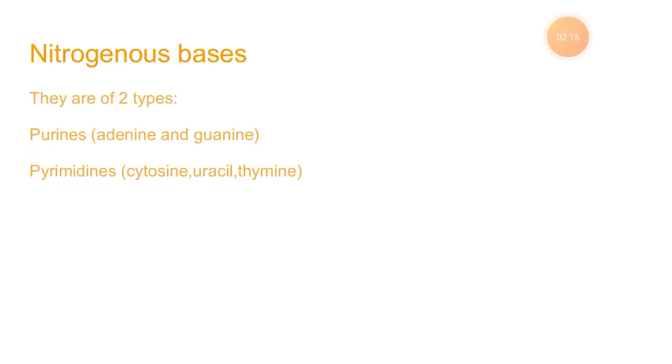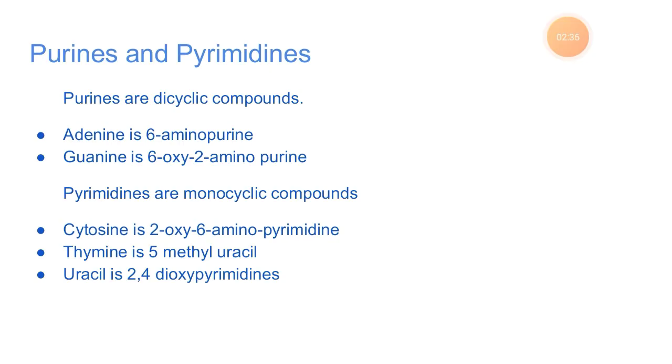First are the nitrogenous bases. These are of two types, purines and pyrimidines. Now purines and pyrimidines are again of different types. For example, purines consist of adenine and guanine bases and pyrimidines consist of cytosine, uracil and thymine. What are these purines and pyrimidines? Here is a little knowledge about them. Purines are dicyclic compounds. It means they consist of two cyclic structures in their structure, and pyrimidines are monocyclic compounds. It means they have only a single ring in their structure, and purines have two rings in their structure.